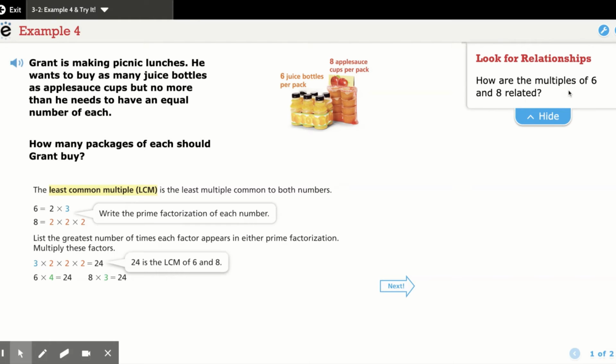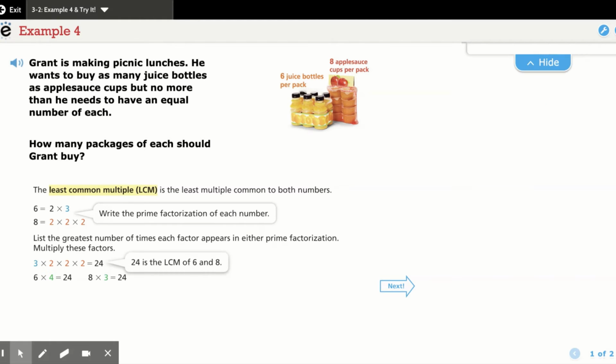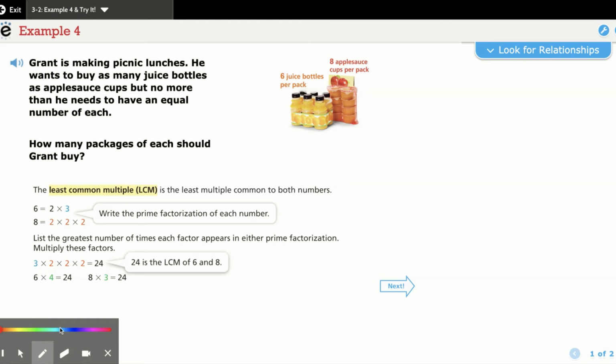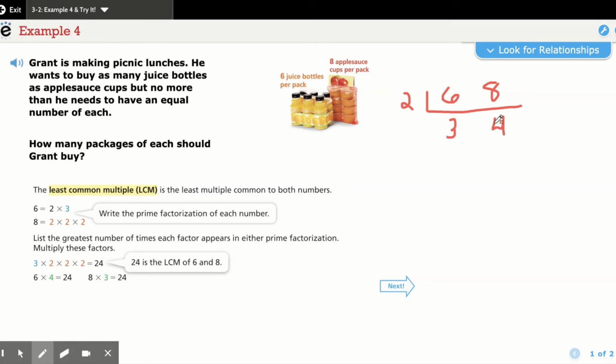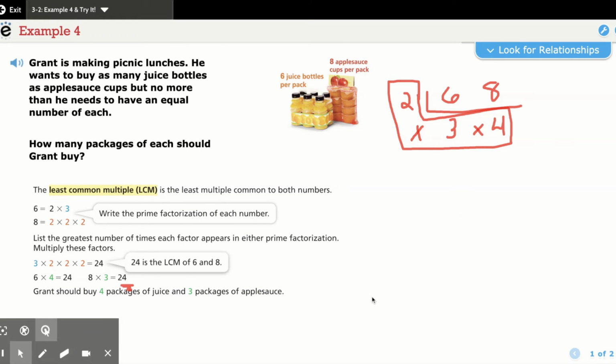You can list the multiples of 6 and 8 until you find one that they have in common, or you can use the ladder method. And so if I use the ladder method with 6 and 8, I can divide them both by 2. 6 divided by 2 is 3, 8 divided by 2 is 4, and 4 and 3 have no common factors besides 1. So I use these numbers to find my LCM, and I multiply 2 times 3 times 4, and that gives me 24. So I still get the LCM of 24. So Grant should buy 4 packages of juice and 3 packages of applesauce.